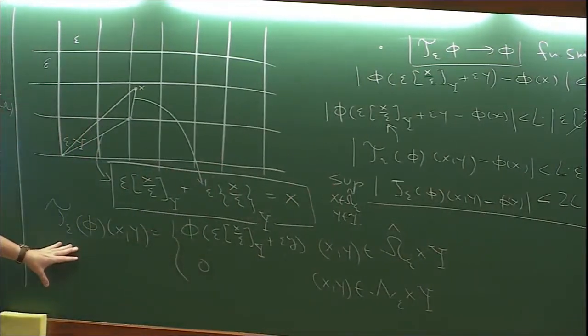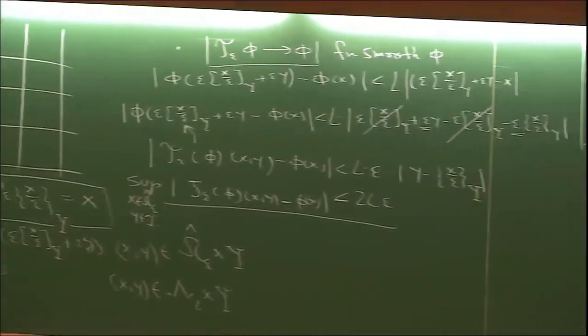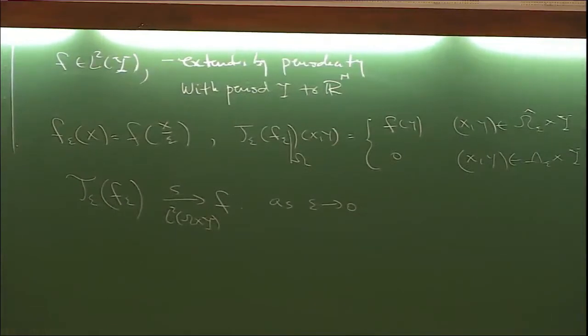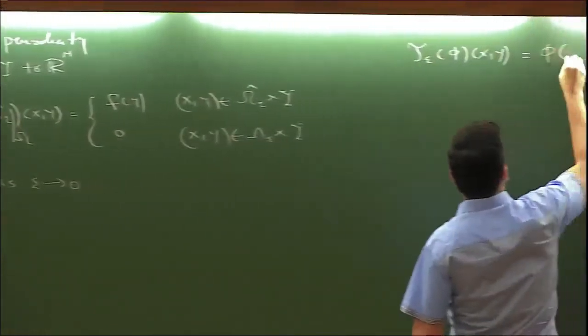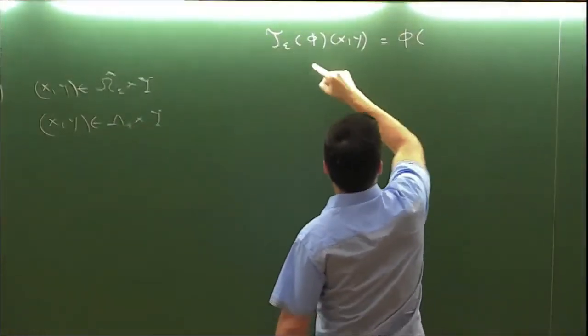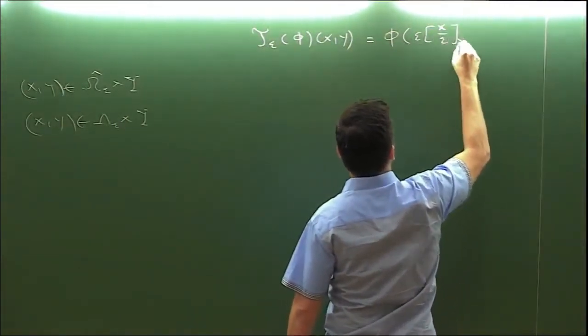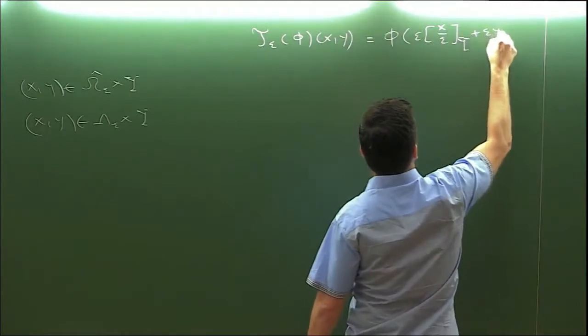So what is this definition telling us? Okay? I'll forget the 0 part of the definition for the moment. So let's say we are with x, y in the interior set, and T epsilon takes phi into phi of epsilon times the integer part plus epsilon y.